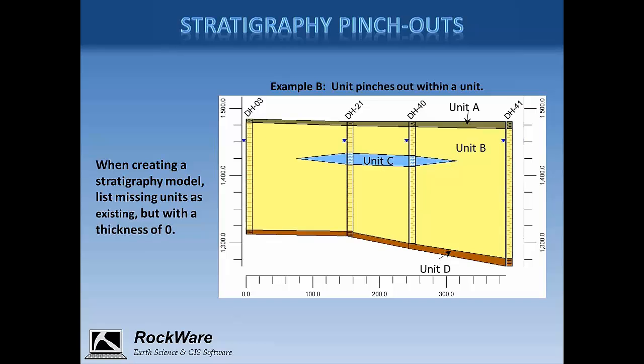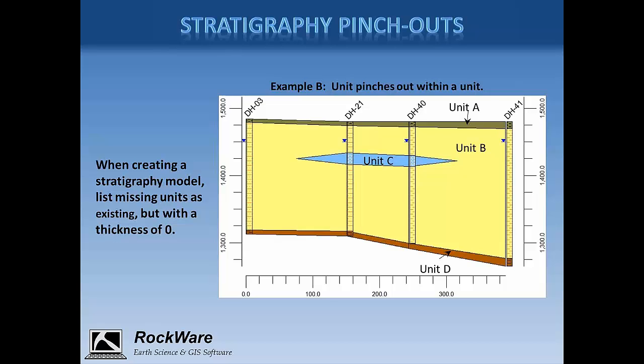The second type of pinch out would be where a unit, most likely a lens of some sort, exists within another unit. So in this example, you can see that unit C exists within unit B, but only in specific boreholes. First of all, if you have a lot of these that can't necessarily be correlated from borehole to borehole, then you should really use the lithology modeling tools within RockWorks.